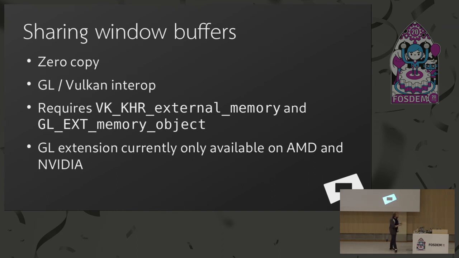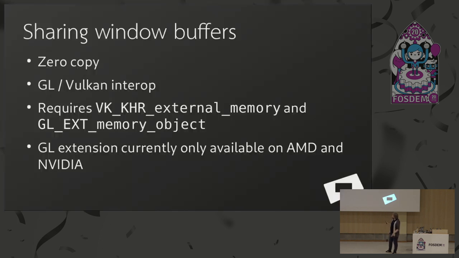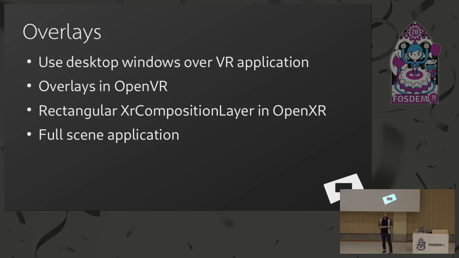So how do we share the window buffers? We do a zero copy operation, so we don't download the windows from the GPU. All the window buffers stay on the GPU. We use a GL Vulkan interop, because sadly the compositors are still using GL, which is not a big problem since there are extensions available to share memory between them. So this is how the extensions are called in Vulkan and GL accordingly. Unfortunately, on Intel, this extension is not implemented in GL, as far as I know, so this is a limitation. That means if we had a Vulkan window manager, it would be fine.